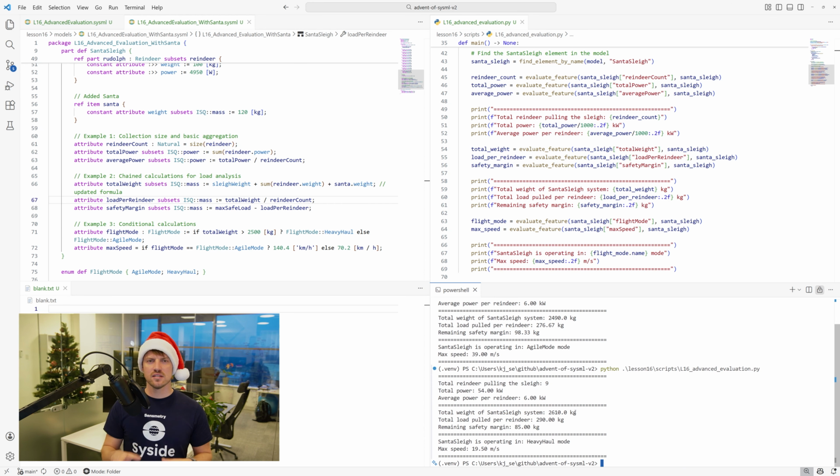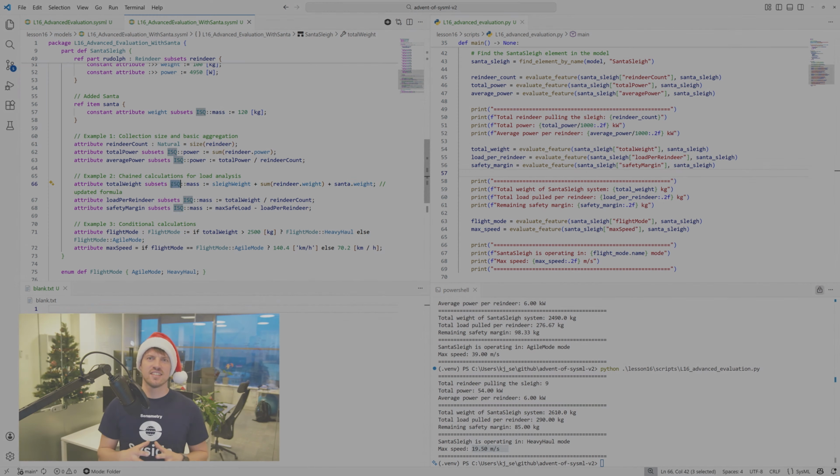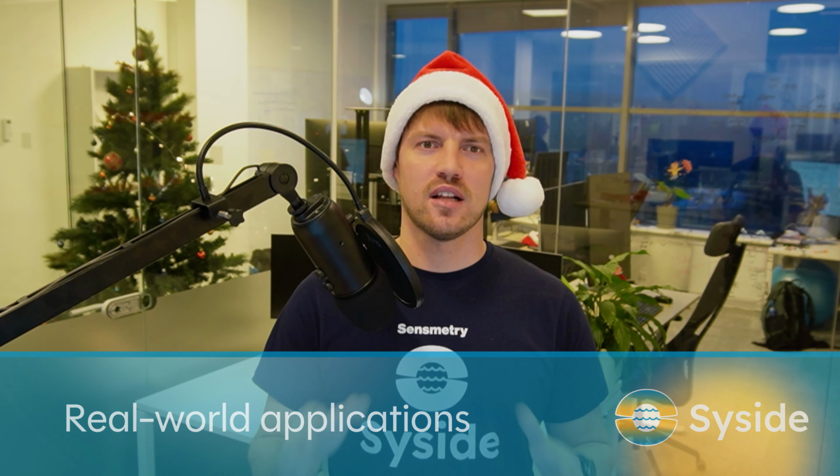Total weight now exceeds the 2,500 kilogram threshold, so the system is in heavy haul mode. Consequently, max speed is reduced. The calculations worked as expected without having to update the Python analysis script. The SysML model update was sufficient. The same pattern applies to real engineering scenarios such as calculating system total cooling requirement, tracking total weight and always knowing the remaining budget, and aggregating resource utilization data across subsystems to optimize the resource allocation. The model becomes an analytical engine that evolves with your designs.